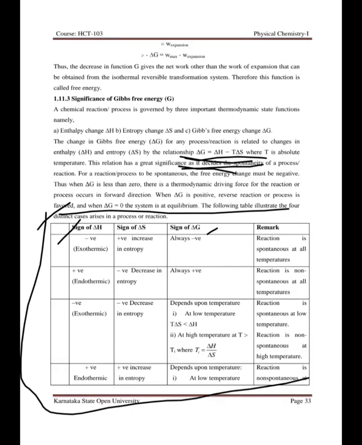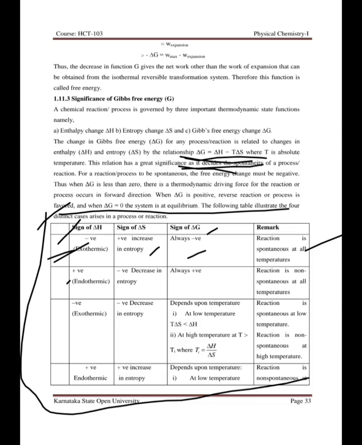In the first line, the enthalpy is negative and the entropy is positive, then delta G is always negative. So the reaction is spontaneous at all temperatures. That is the exothermic reaction.